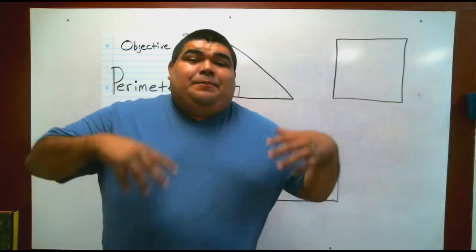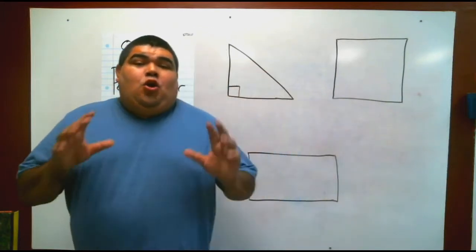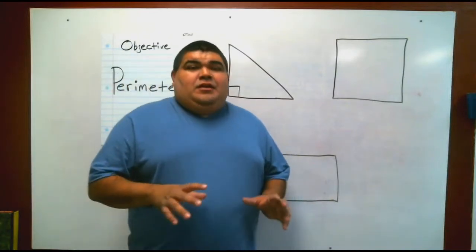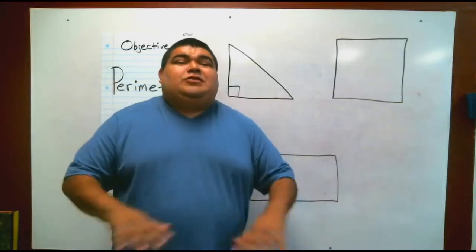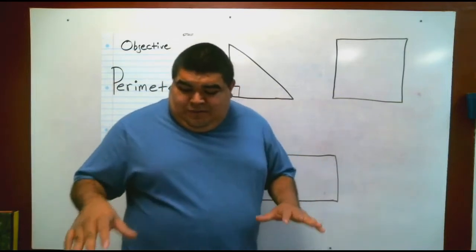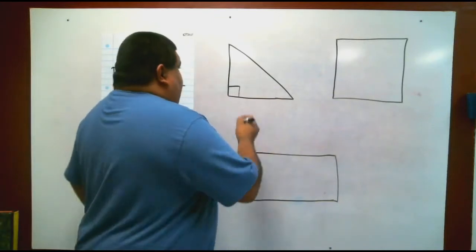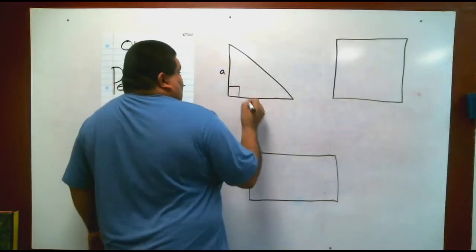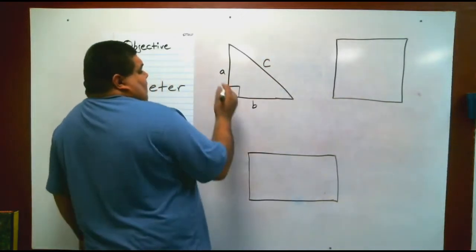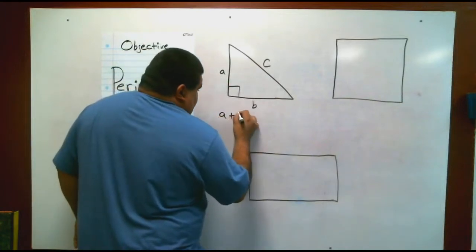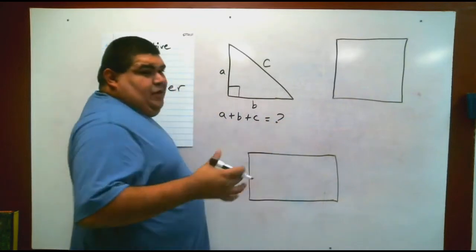I will say this. Perimeter is always very simple to remember, because when it comes to perimeter, guys, all you have to do is add up all the sides. That's all you have to do. Just add up all the sides. For example, on this first one, let's say I have A, B, and C. So we would say A plus B plus C equals our answer, right? Our perimeter.